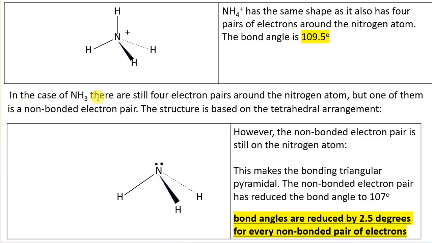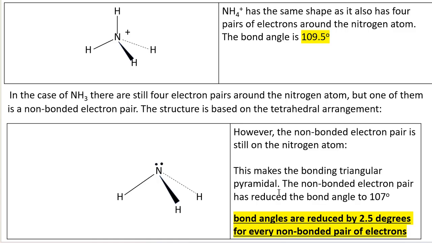In the case of NH3, there are still 4 electron pairs around the nitrogen atom, but one of them is a non-bonded electron pair. We have a dative bond formed in the structure above. For NH3, the structure is based on the tetrahedral arrangement, 4 sets of electrons. However, the non-bonded electron pair is still on the nitrogen atom. That makes the shape triangular pyramidal.